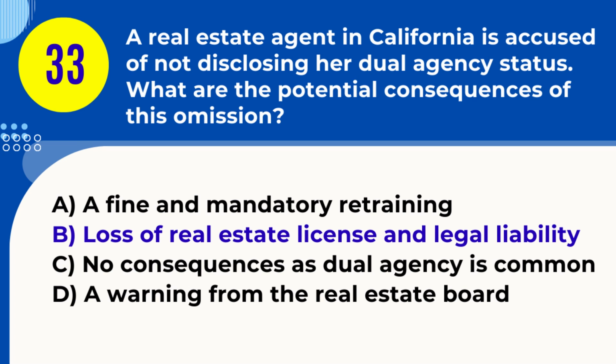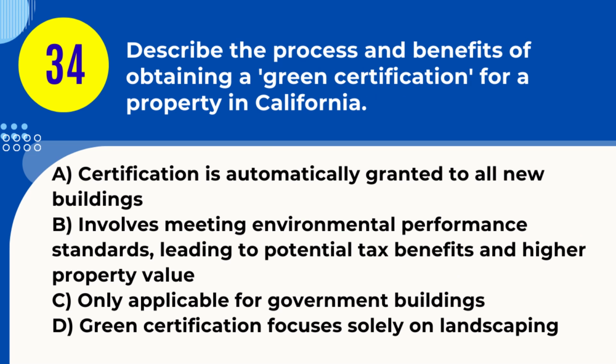Answer. B. Loss of real estate license and legal liability. Explanation. Failing to disclose dual agency status in California can lead to serious consequences for a real estate agent, including the loss of their license and potential legal liability for breach of fiduciary duty. Question 34. Describe the process and benefits of obtaining a green certification for a property in California. A. Certification is automatically granted to all new buildings.